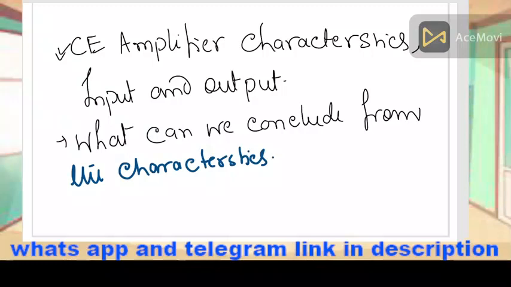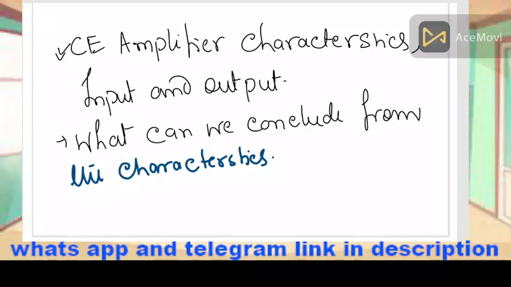So, welcome students to a new lecture of electronics section. In this section, we will study about the CE amplifier characteristic, input and output, and what we can conclude from the characteristics. Now, this characteristic, I have told you in the lecture for diodes, is a simple voltage current relationship graph. It shows graphically how the current changes with voltage.